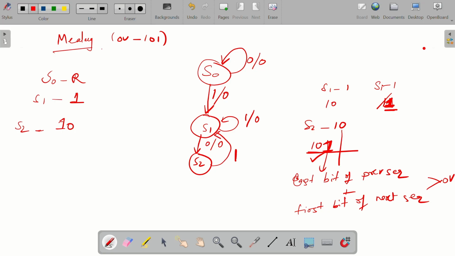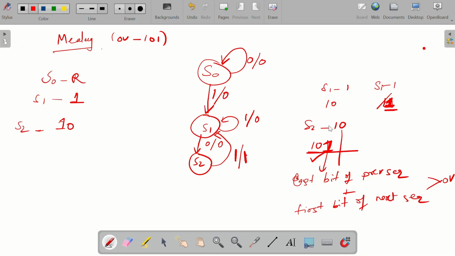In S2 state I already had 1 0. If I'm getting a 1, this means my sequence detection has completed. I've successfully detected my sequence, so my output will be 1. But you're moving to your S1 state instead of the reset state, because in your non-overlapping case you used to move to the reset state, as soon as your sequence detection is completed, you don't have anything to do with your previous sequence. But since this is an overlapping case, your previous sequence can be used so that your next sequence can be detected. So you move to a state where you already have 1 with you, and that is your S1 state.